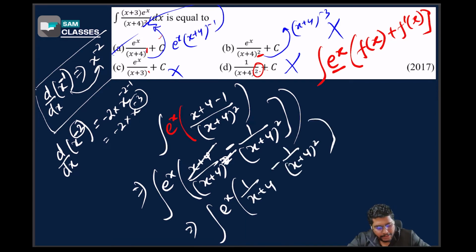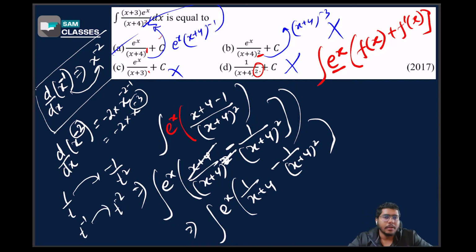Correct. So if you see, if I have 1 by t, what is the derivative? Minus 1 by t square. Correct. Just now I explained, no, if the power is minus 1, the derivative of that will be minus 2. Yes or no? That's simple. Directly you got it. So e power x f x plus f dash x will give the answer e power x f x, that's it.